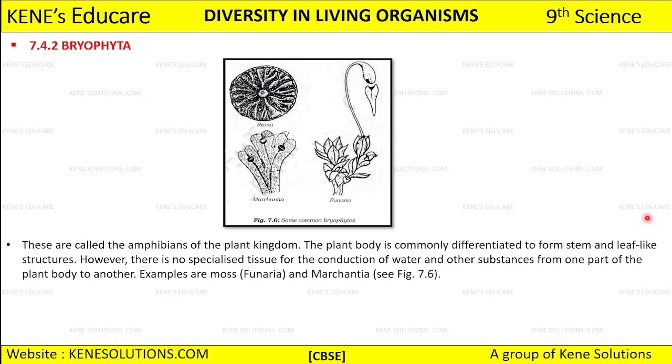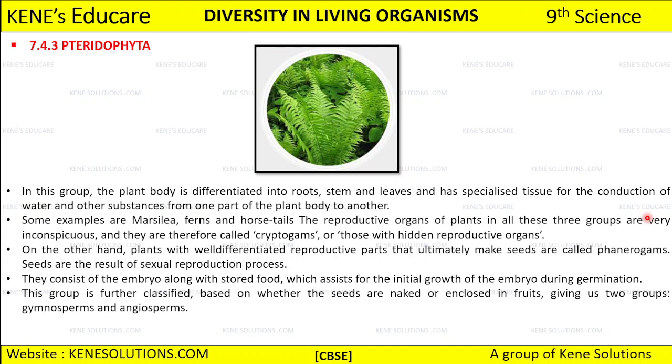And this sentence needs to be written down because it is one of the important points which can be asked as an objective: Dash are called the amphibians of the plant kingdom. So you should know that bryophytes are the amphibians. Okay, then the third division that we have is Pteridophyta. Now here the P is silent, so don't read that. You can start reading it from T.